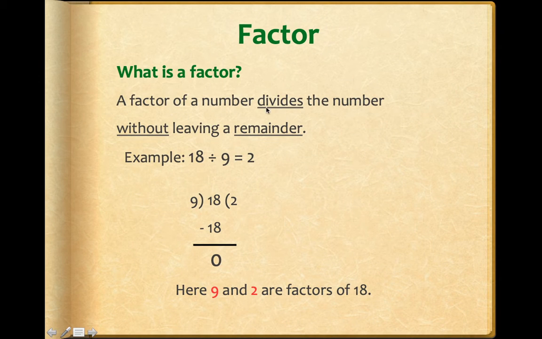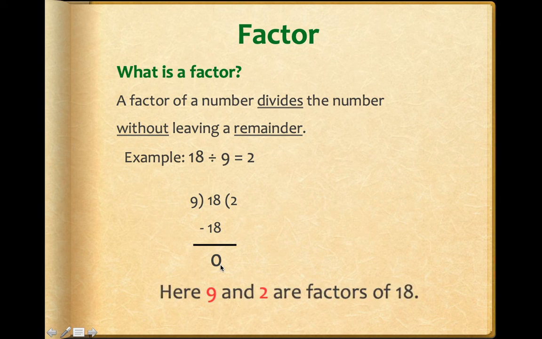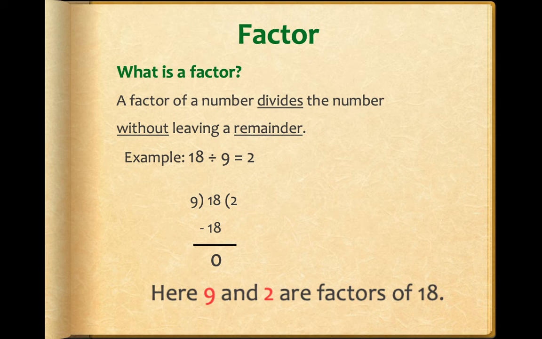A factor of a number divides the number without leaving a remainder. Example, 18 divided by 9, which gives 2. If we divide 18 by 9, you will get 2 as quotient and 0 as remainder. So here 9 and 2 are the factors of 18.